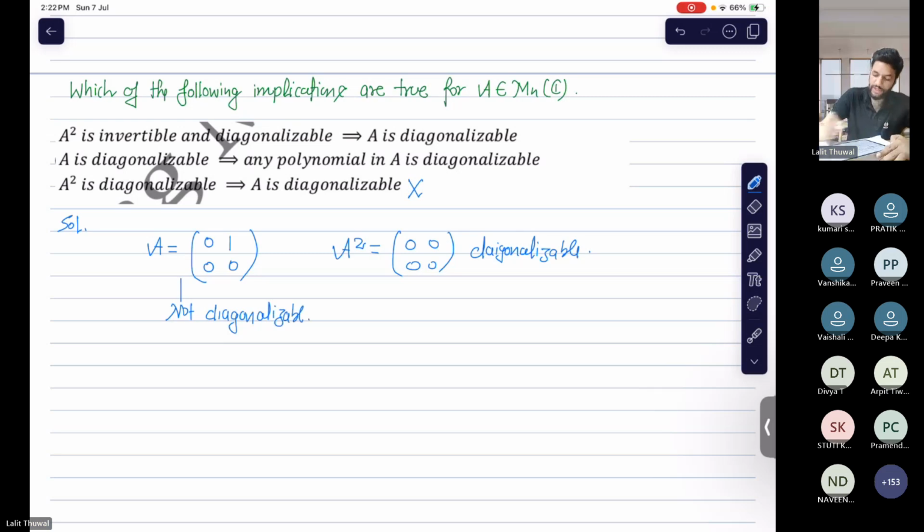Okay, so what about the first one? Now it is given that A square is invertible. So you cannot take a nilpotent matrix in place of A, right? Because in that case, A square will also be nilpotent, the eigenvalues will be 0, so it will not be invertible. So A square is now invertible.